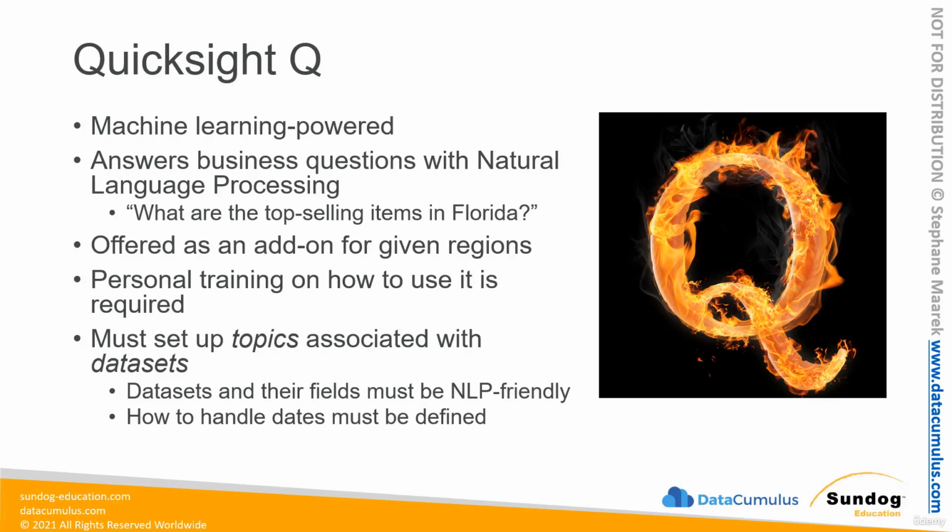What does that setup look like? Well, you need to configure what we call topics that are associated with your data sets. So those data sets and their fields must be NLP friendly. So if you want to be able to query your data sets using natural language, you need to make sure that your fields have titles that are what you would call them using natural language. So some cryptic column name with a bunch of underscores and stuff probably won't work. You need to give those natural language sounding names first as part of setting this up. You also need to explicitly tell it how to handle dates. That ends up being kind of a complicated thing. But yeah, there's quite a bit of tweaking to your data that you need to do before QuickSight Q will work well. But watch this space. I'm sure it will evolve over time.